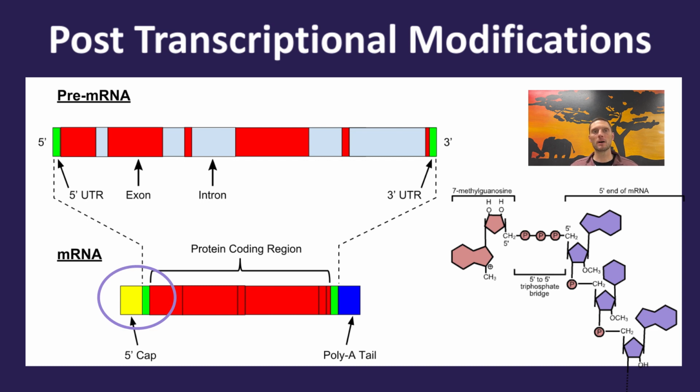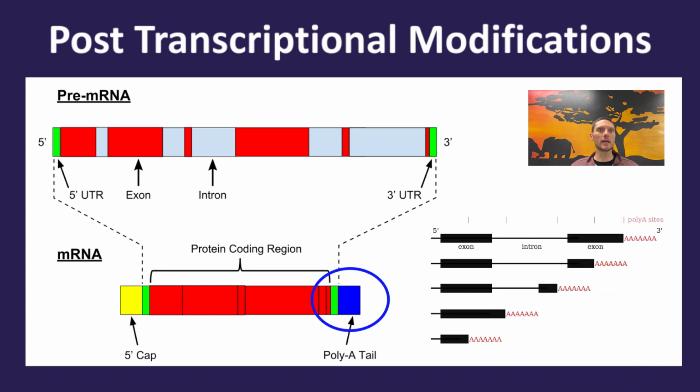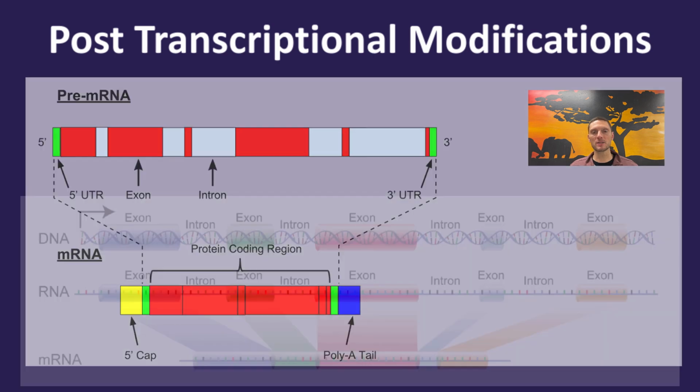This is a modified nucleotide that's added to the 5' end of the RNA that has 3 phosphate groups instead of only 1, so it's somewhat similar to ATP. Additionally, a poly A tail is added to the other end, and it's usually between 100 and 200 adenine nucleotides that are added at the 3' end of that molecule. Both of these, the 5' cap and the poly A tail, help to stabilize and protect the ends of the messenger RNA from being digested by nuclease enzymes.